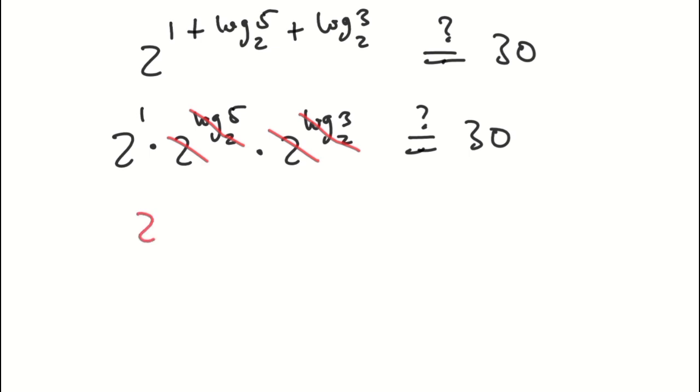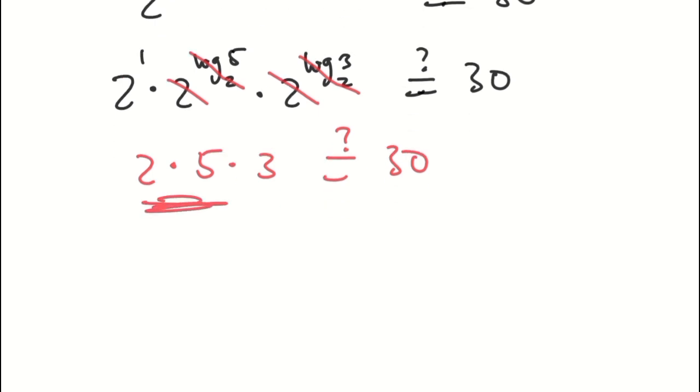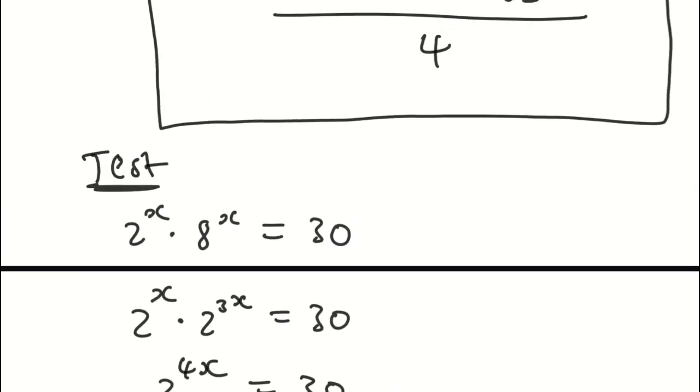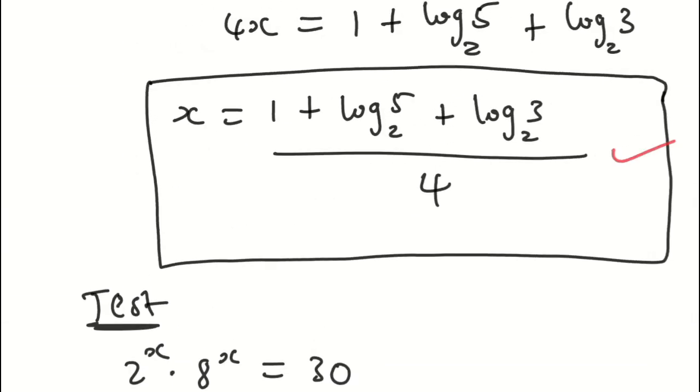So I'm going to have 2 times, this is remaining 5 here, so 2 times 5, and times 3. Let's see if this will give us 30. This is not a decimal point, by the way, it is times. So what is 2 times 5? That's 10. 10 times 3 is 30. So 30 is equal to 30, and hence the value of x is what we had before, which is this right here. So this is the value of x.